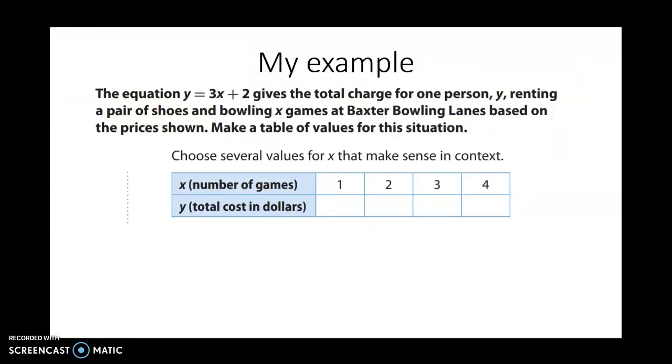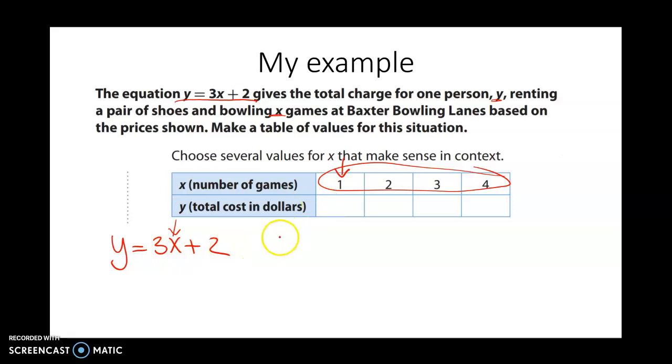Here's my example. It says the equation y equals 3x plus 2 gives the total charge for one person, y, renting a pair of shoes and bowling x amount of games at Baxter Bowling Lanes based on the prices shown. Make a table of values for the situation. So we're going to use the equation y equals 3x plus 2, and then I'm going to replace this x with all the values in here one at a time. So my first x is 1.